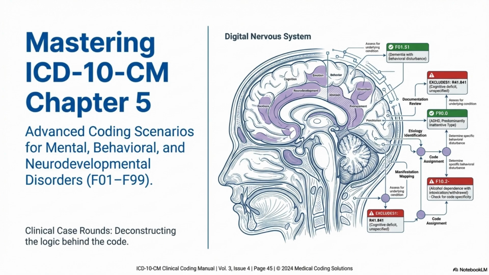Today, we'll review coding scenarios designed to reinforce accurate ICD-10-CM code selection using the official guidelines for Chapter 5, Mental, Behavioral, and Neurodevelopmental Disorders. We'll walk through provider documentation, apply the ICD-10-CM guidelines step by step, and explain the clinical and coding logic behind each final code assignment.